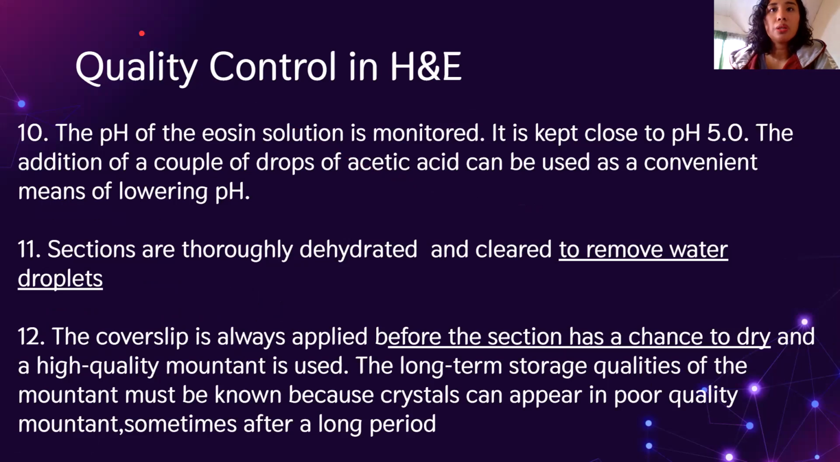Okay? So, the pH of eosin is monitored. It should be at 5. Yan. So, dahil nakakontaminate ng bluing solution, nagiging alkaline. So, add daw a few drops of acetic acid. So, sections are thoroughly dehydrated and cleared to remove the water droplets para hindi siya makita sa under the microscope.